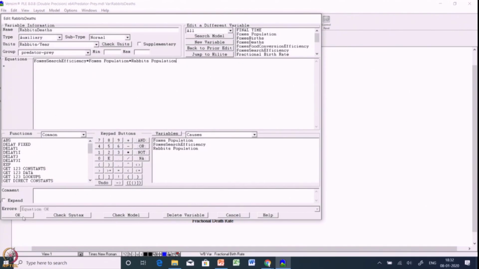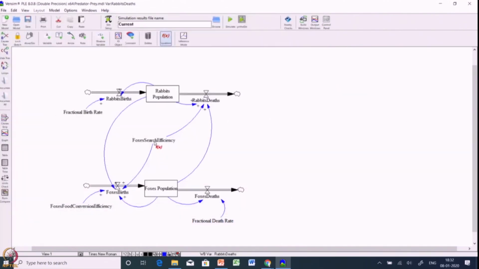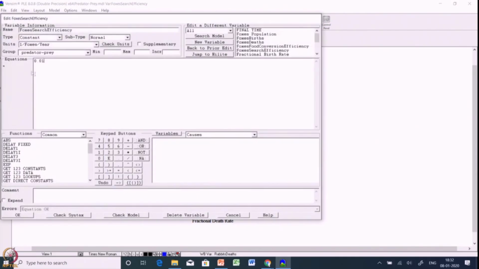Now, let us look at what the fox's search efficiency is. The fox's search efficiency is a kind of a fraction or a proportion of the prey, rather the rabbit, that is hunted by the fox per year. So, here we assumed it to be about 0.01 per fox per year, which is quite a low number.